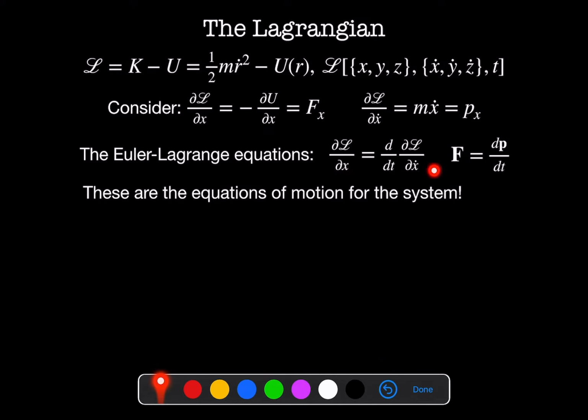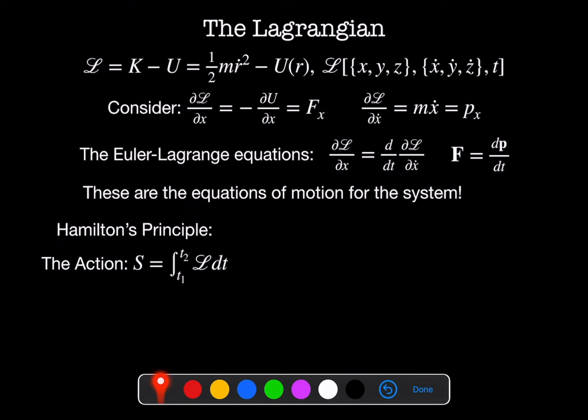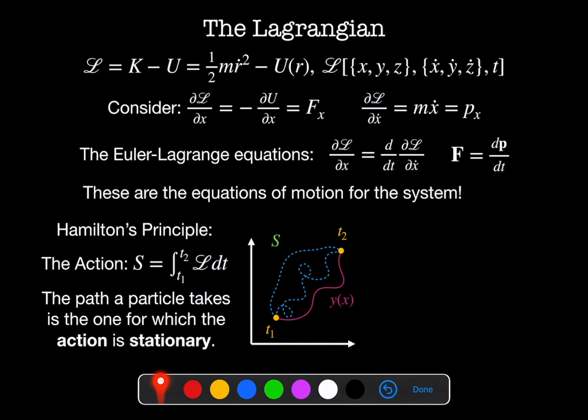All of these Euler-Lagrange equations are going to be second-order differential equations for each of the coordinates in my system. Hamilton's principle is something that governs this type of Lagrangian mechanics. The action is defined as the integral from some time t1 to a later time t2 of the Lagrangian dt. Hamilton's principle says that the path a particle takes is the one for which the action is stationary.